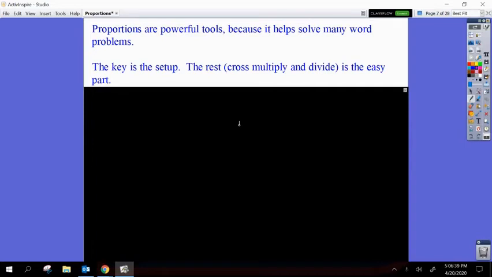Hopefully at this point you've found some practice that you can do, just doing some regular solving proportions. We're going to do some more solving proportions, which is the easy part once you have the setup. As written on the screen right now, proportions are very powerful tools if you know how to use them. It solves many word problems, but the key is the setup. The rest of it, the cross multiplying and dividing part, is pretty easy. It's very straightforward. It's the same thing every single time. It's the setup. If you can set it up properly, then you should be able to solve it properly too.